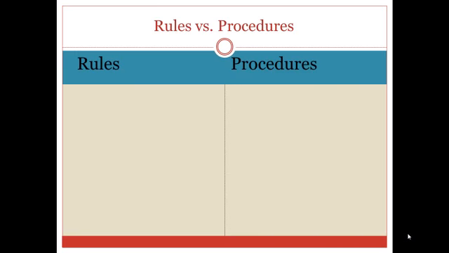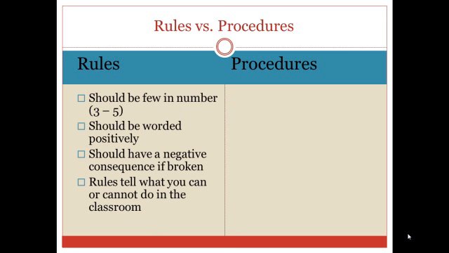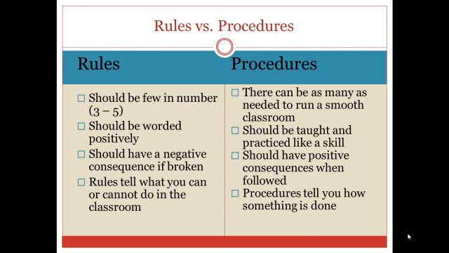Let's compare rules versus procedures. Rules should be few in number. They should be worded positively. They should have a negative consequence if broken. And rules tell you what you can or cannot do in the classroom. On the other hand, you can have as many procedures as needed to run a smooth classroom. They should be taught and practiced like a skill. They should have positive consequences when followed. And finally, procedures tell you how something is done.